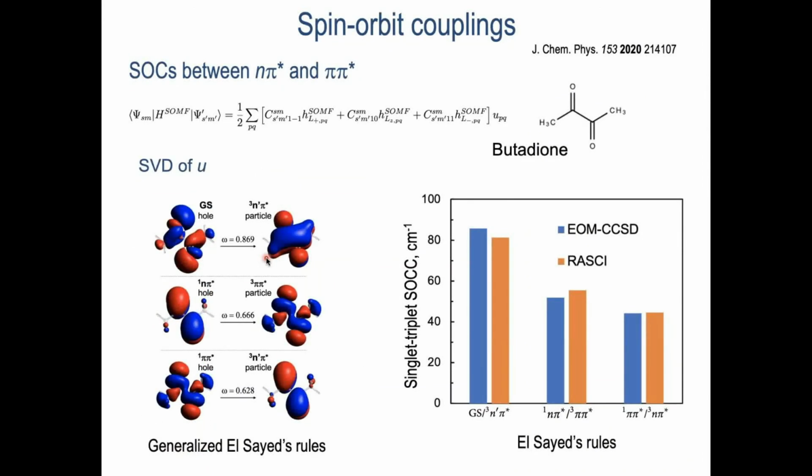And we have also implemented ideas already used for EOM-CCSD, but now for RASCI wave functions, in order to characterize the spin orbit coupling. So basically, what we do is a singular value decomposition of this U matrix in order to understand the nature of the coupling and the magnitude, by looking at the hole and particle contributions to this spinless density matrix.